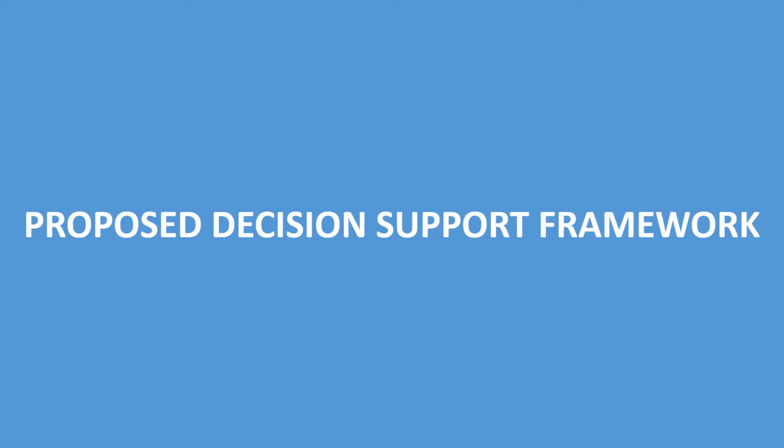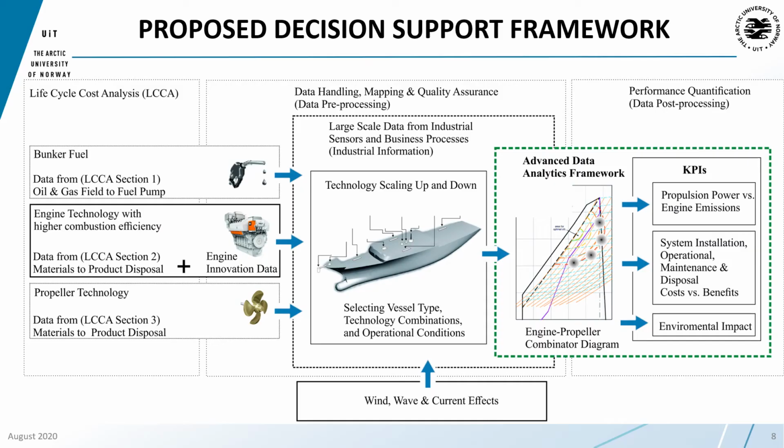Given the research problem, we propose a decision support framework for cost-effective and energy-efficient shipping. So let's dive into this framework. The proposed decision support framework consists of three parts. The first part is life cycle cost analysis. The middle part is data handling, mapping, and quality assurance, or data pre-processing. The final part is performance quantification, data post-processing.